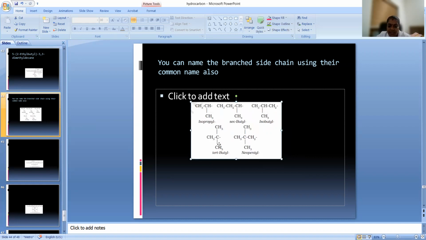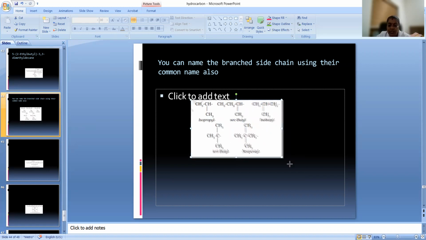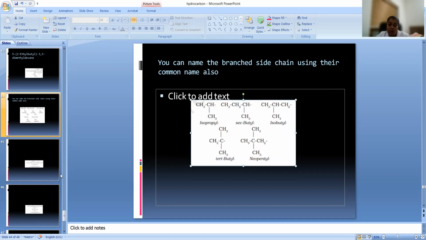If it is coming like this, tertiary butyl. If it is coming like this, with one CH2 also, neopentyl. So when this group is attaching, you can give the name neopentyl; like that, the common name also we can use. Let us see one case of that.